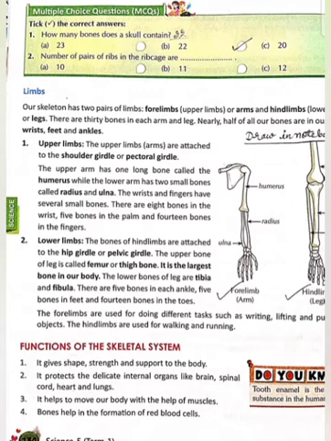It helps to move our body with the help of muscles. If we only had the skeletal system in our body, then also we would be looking very odd. We also need muscles along with the bones for a proper shape of the body. So the skeletal system, the bones and the muscles together, give a proper shape to our body, and that's why it helps us in movement. Bones help in the formation of red blood cells.